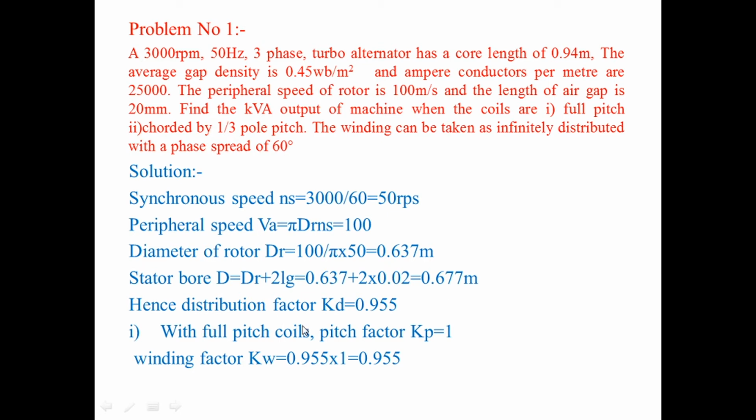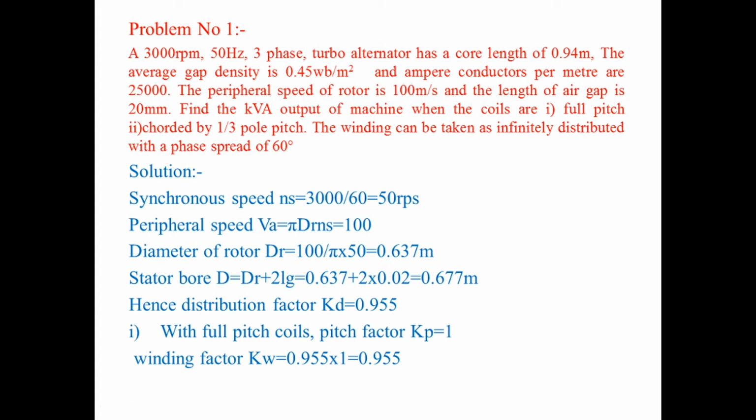Here the distribution factor Kd is equal to 0.955. The distribution factor is with respect to the phase spread of 60 degrees. The winding can be taken with a phase spread of 60 degrees, and we can calculate the distribution factor as 0.955. In the first case it is a full pitch coil, so the pitch factor you can take as Kp is equal to 1. So the winding factor Kw is equal to Kd into Kp, so 0.955 into 1. So you will be getting 0.955. That is the winding factor.